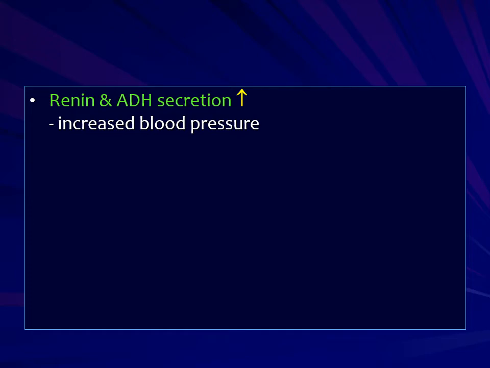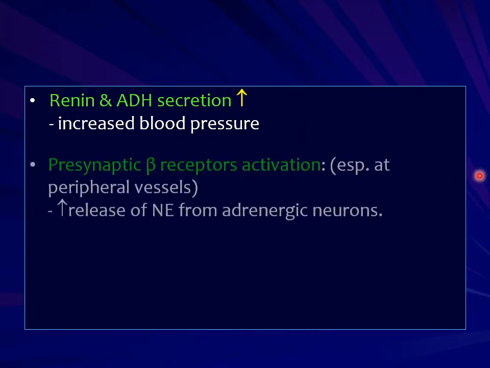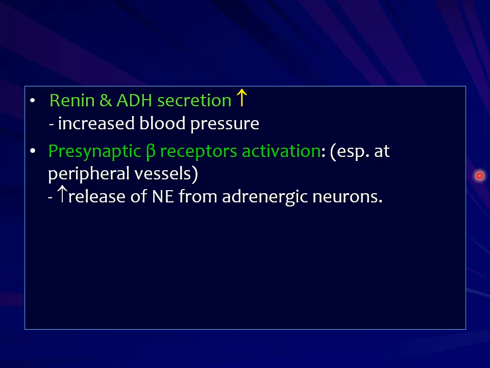Another important site of beta 1 receptor is at the level of renin release and ADH secretion. So there will be an increase in release and increase in secretion, which ultimately, from our knowledge of physiology, we know will increase blood pressure. As far as the presynaptic site is concerned, they also have beta 1 receptors, so increased beta 1 activity at the presynaptic site, especially at the peripheral vessels.